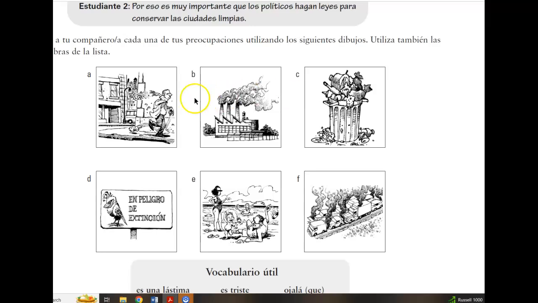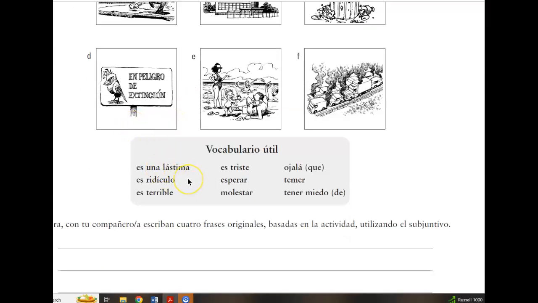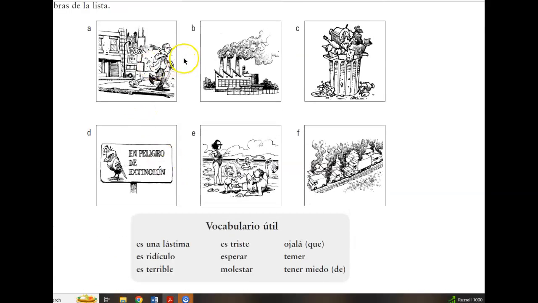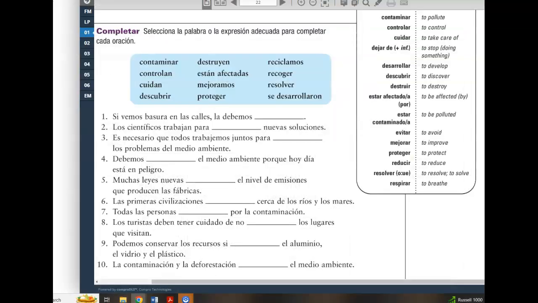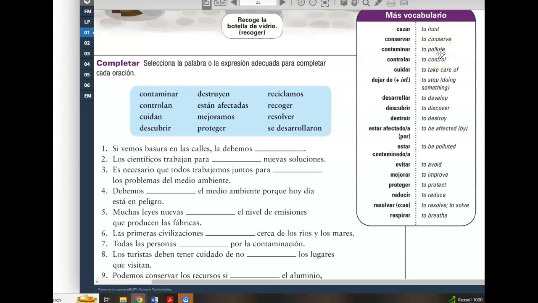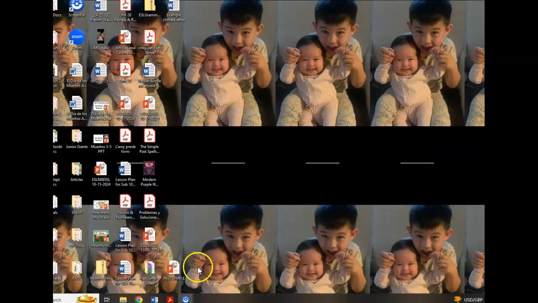For example, es una lástima, it's a pity, es ridículo, es terrible, es triste. Any one of these expressions of pity or regret, right, that this is the case. Es una lástima que, and then to throw trash, again, on page 22, the verb to pollute would work there. The verb to throw is not present there, but that's the verb tirar, T-I-R-A-R. And of course, you're welcome to use a dictionary to come up with different vocabulary. And so back to that activity.